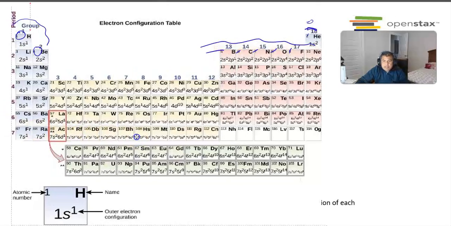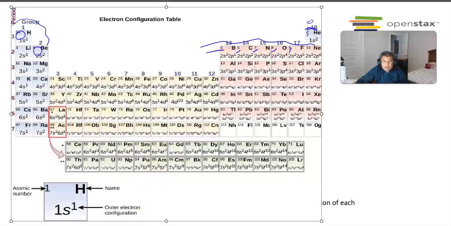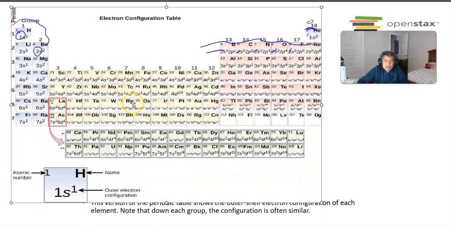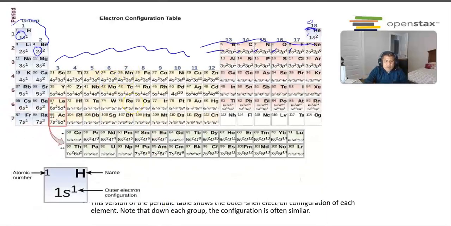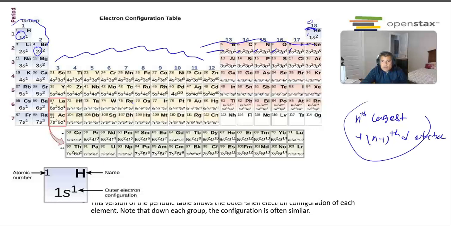But for the d block, these transition elements, we have another method. For the largest n plus the (n minus 1)th d orbital, the d electrons. That is for these guys. Okay, look at that. How many valence electrons does this guy have? The largest has 4s2, right?